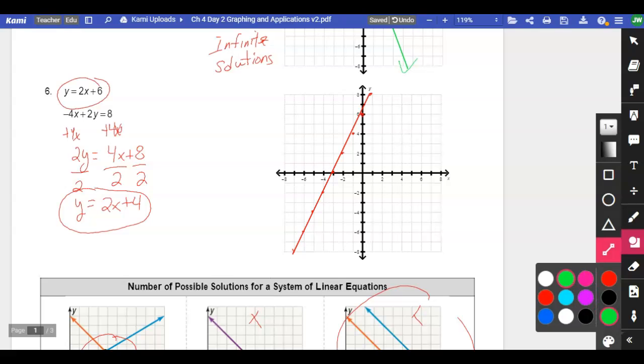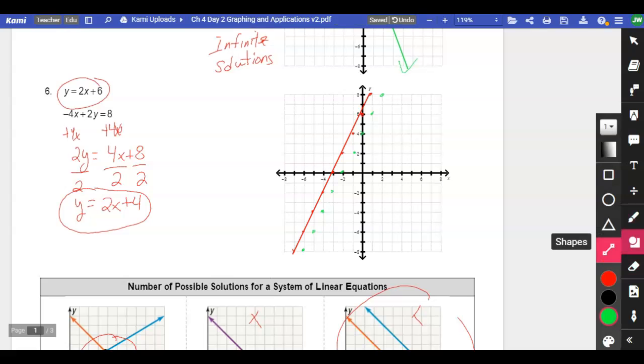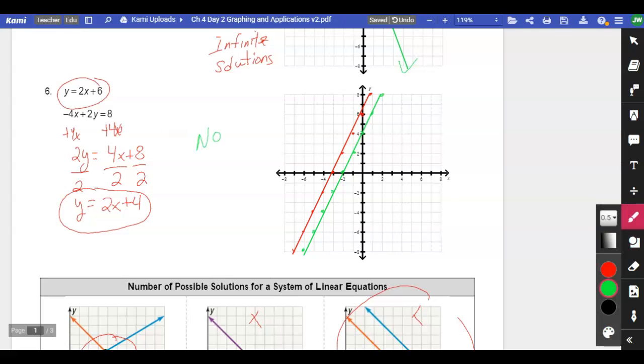Now I will do the 2x plus 4. And what you're going to see here is that all of these dots are just off by 1 because it's the same slope, just a different y-intercept. So now this one here, I'll try to make them look parallel. They're parallel lines. So in this case, we have no solutions.